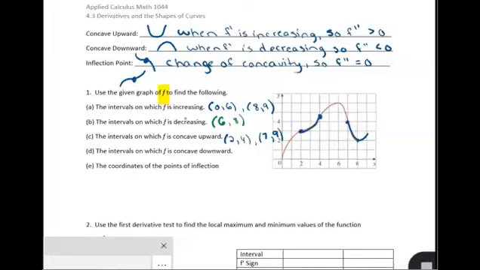And then for the next part, part D, it's asking us the intervals where f is concave down. It looks like it's concave down right here from 0 to 2.